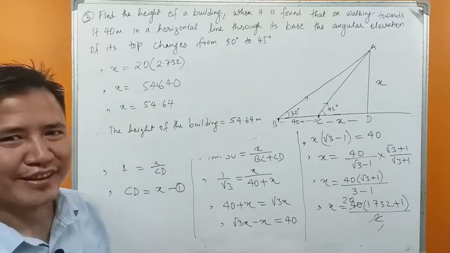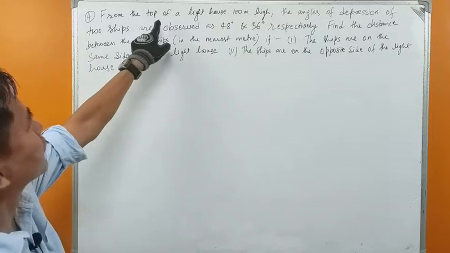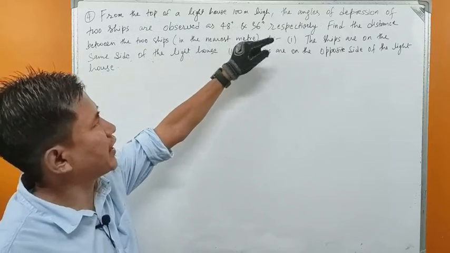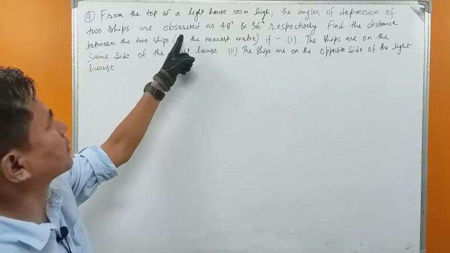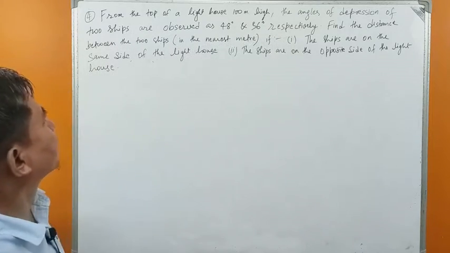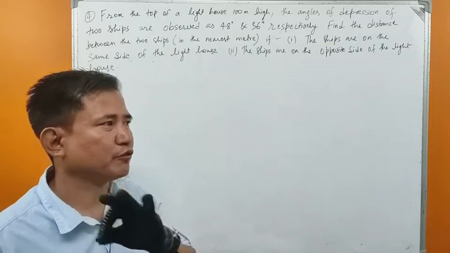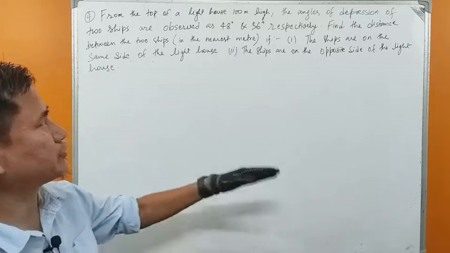Okay, now let us do the next question. Let's do question number 4. From the top of a lighthouse 100 meters high, the angles of depression of two ships are observed as 48 degrees and 36 degrees respectively. Find the distance between the two ships to the nearest meter. Nearest meter means we should not consider decimal points, we should round the number.